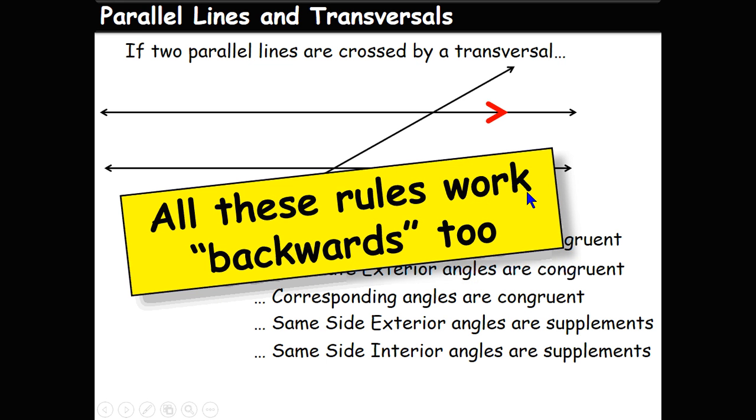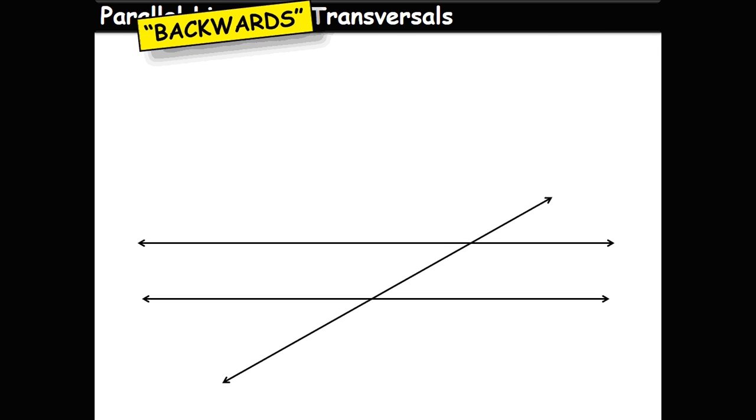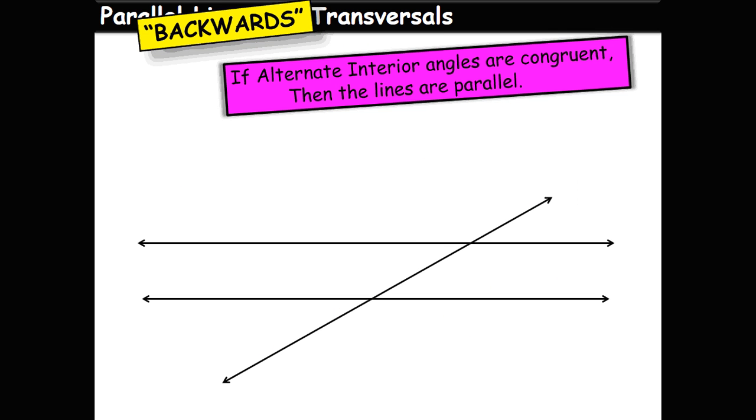Those same rules work backwards as well. In other words, we know these are true because the lines are parallel. But if any of these things are true, that tells us the lines are parallel as well. So if alternate interior angles are congruent, then the lines have to be parallel.